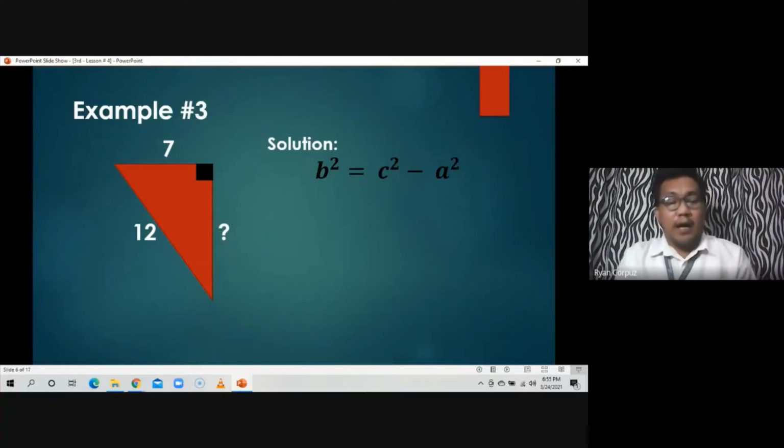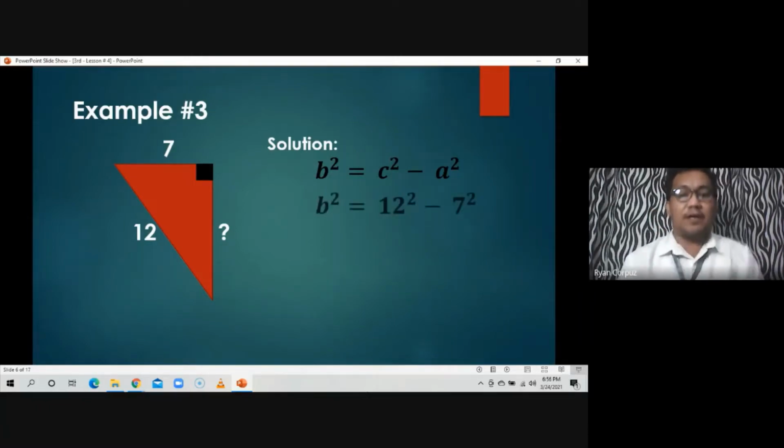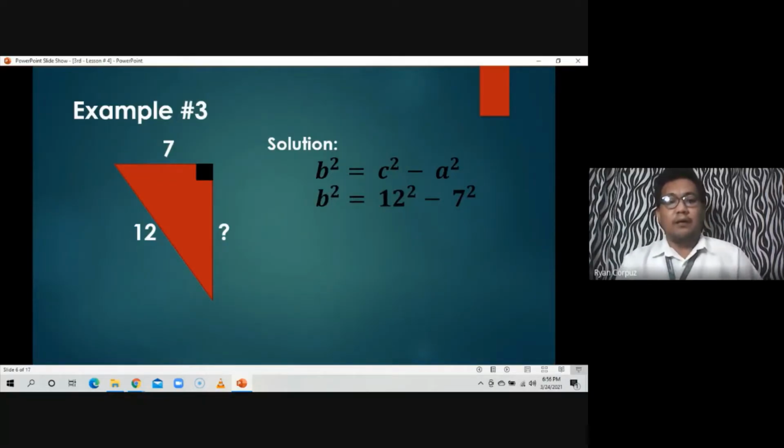So take note, kapag leg ang hinahanap natin, so minus yun. Square ng hypotenuse minus the square of the other leg. So substitute lang natin yung mga given natin. Hypotenuse is 12, so that would be 12 squared, then minus 7 squared. Simplify that. 12 squared is 144, while 7 squared is 49. 144 minus 49 is equal to 95.